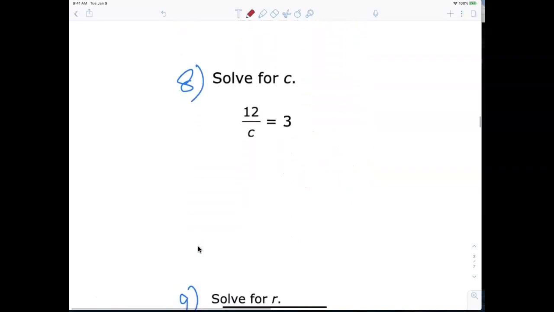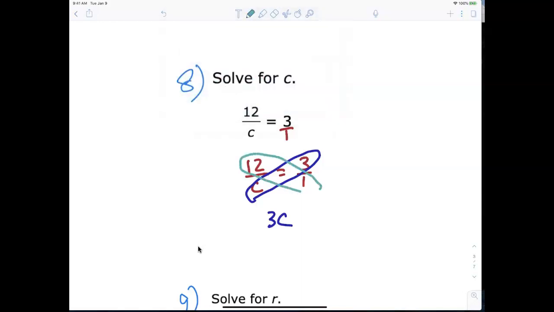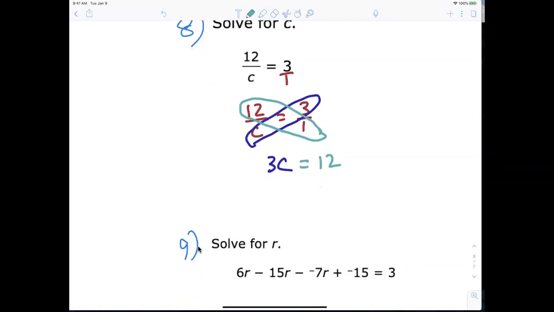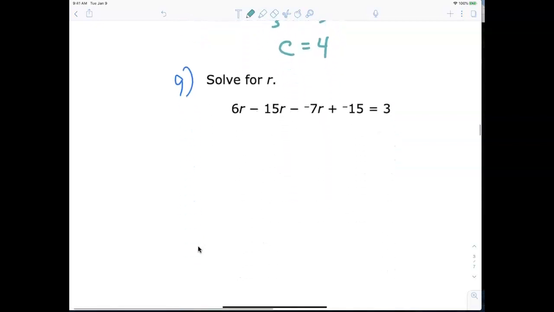Alright, next. Now this can kind of be made as a proportion. So you could rewrite this as 12 over c equals 3 over 1. Now remember, we cross multiply. So that means we're going to multiply this together, which you get 3c. And then we're going to multiply that together. 12 times 1 is 12. That's how you take care of that proportion. Then divide both sides by 3. C equals 4. Very, very simple.